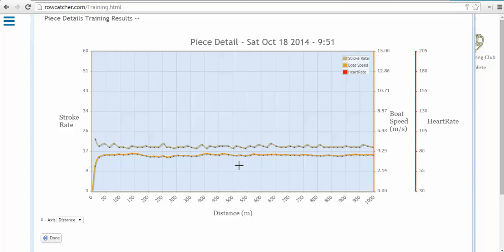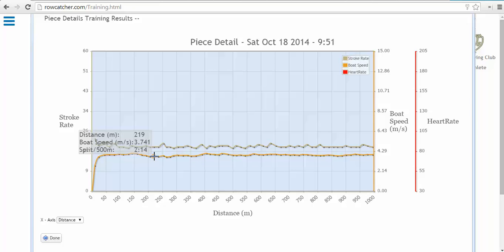So we can see here the orange line is the boat speed. As I hover over each dot, I can see the split time, the split per 500 meters. I can see we're currently 95 meters into the piece, and the boat speed is 3.99 meters per second, and the split is 205. And then as we move along, we can see the boat speed drops a little bit here. The split goes to 214.